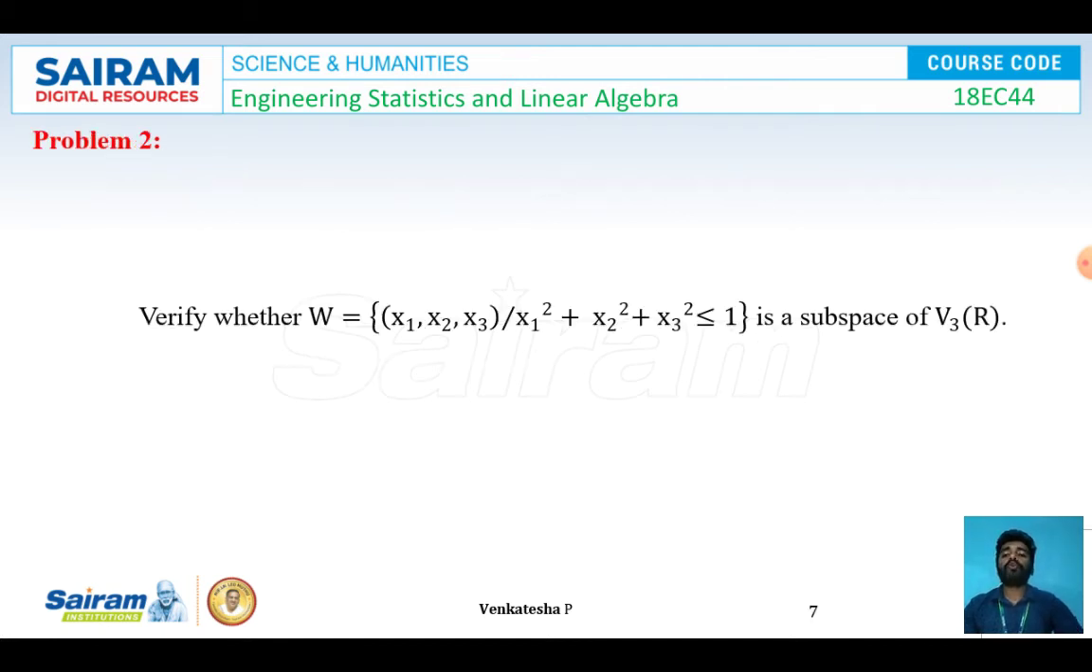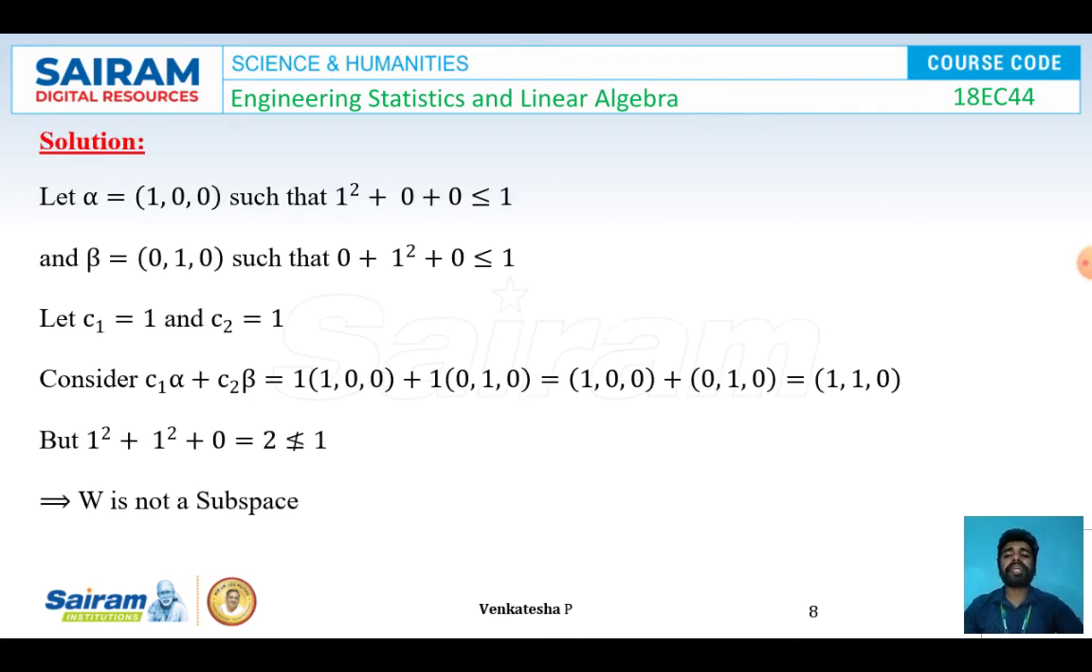Problem number 2. Verify whether W = {(x1, x2, x3) : x1² + x2² + x3² ≤ 1} is a subspace of V3(R). To prove this, I am taking examples alpha and beta. Alpha is equal to (1, 0, 0) with the condition that 1² + 0 + 0 is less than or equal to 1. And beta is equal to (0, 1, 0) with the condition that 0 + 1² + 0 is less than or equal to 1.